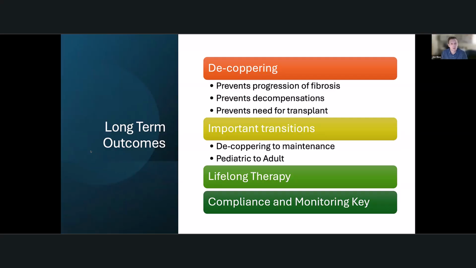There are some important transitions between the decoppering and the maintenance, which need to be done in a coordinated way to monitor, to make sure that we keep them at goal, don't overtreat them, don't undertreat them. As well, there's a lot of literature on the pediatric to adult transition, for which we have a clinic here or at Children's where we transition the patients this way. But this can be very stressful and complicated and a chance to unfortunately lose a lot of these patients in between these transitions to adulthood, and supporting them through that process where they take on more of their own responsibility and treatment. Again, lifelong therapy is required.